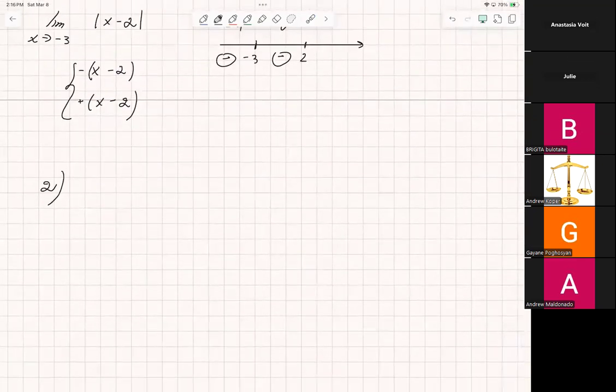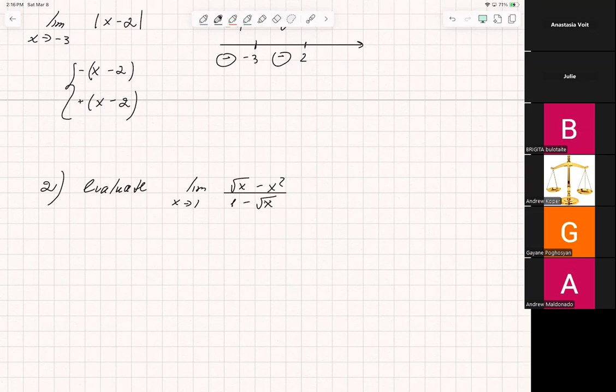All right, so number 2, what do we have here? Evaluate, again, the limit as x approaches 1 of the square root of x minus x squared divided by 1 minus the square root of x.